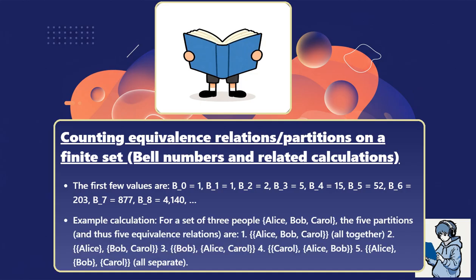Example calculation. For a set of three people, the set containing Alice, Bob, and Carol, the five partitions, and thus five equivalence relations, are: first, the single block containing Alice, Bob, and Carol, meaning altogether; second, two blocks, one containing Alice and the other containing Bob and Carol; third, two blocks, one containing Bob and the other containing Alice and Carol; fourth, two blocks, one containing Carol and the other containing Alice and Bob; fifth, three separate blocks, each containing one of Alice, Bob, and Carol, meaning all separate.